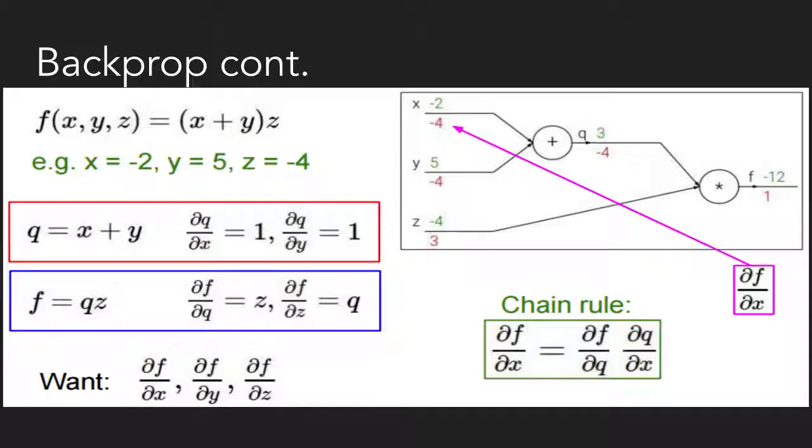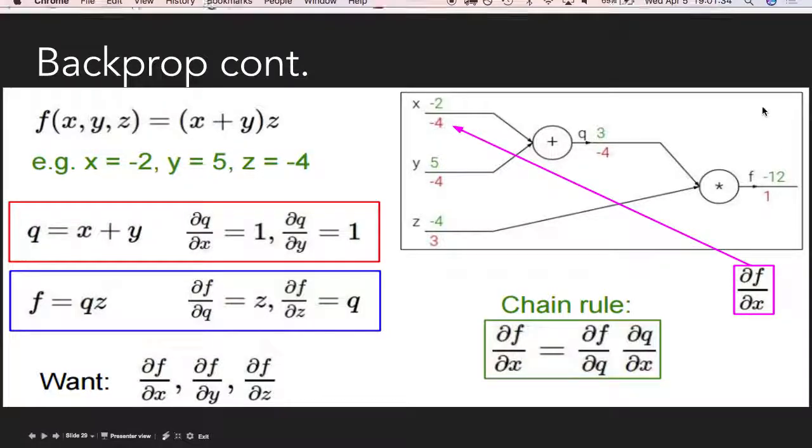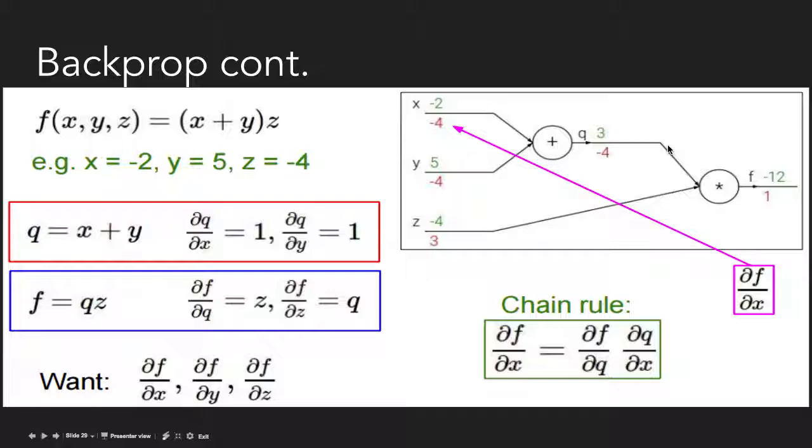But so you have a red 1 on the right. Where does that 1 come from? Oh, that's just because we're doing the partial of f with respect to f, which is just 1. Oh, okay. And then -4 comes from z, because the partial of f with respect to q is z, right? Okay. And z is -4. Okay. Cool. Any other questions?